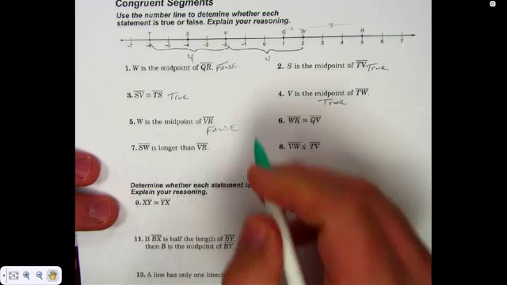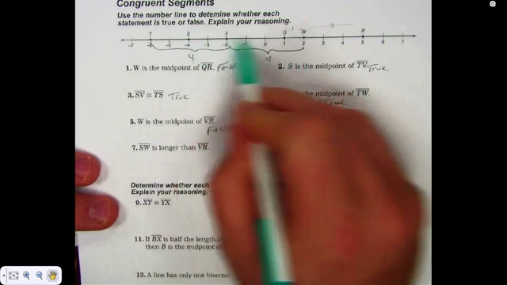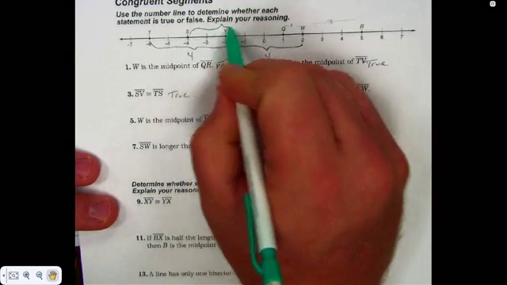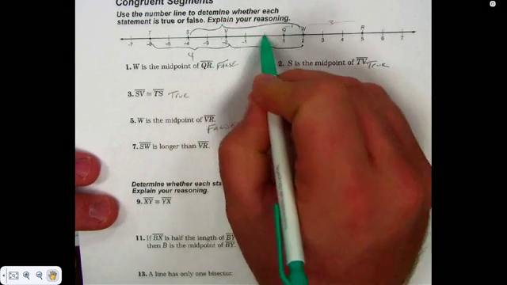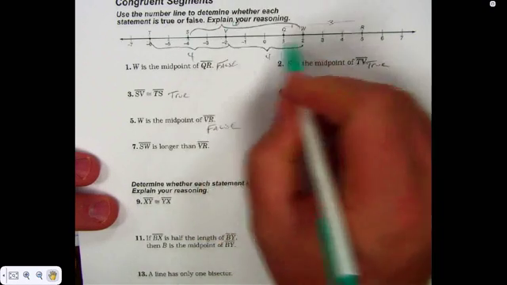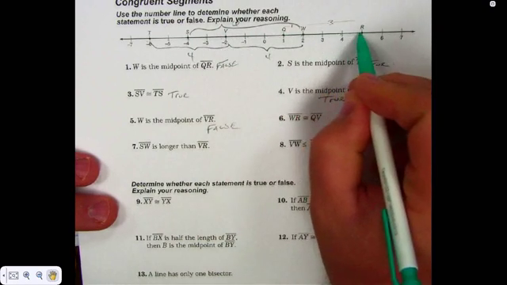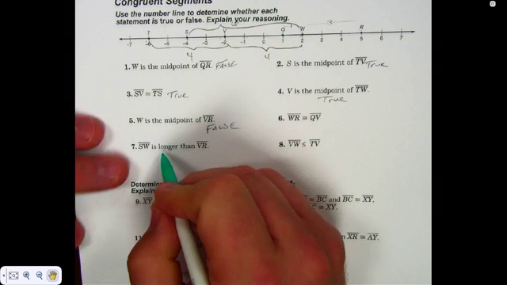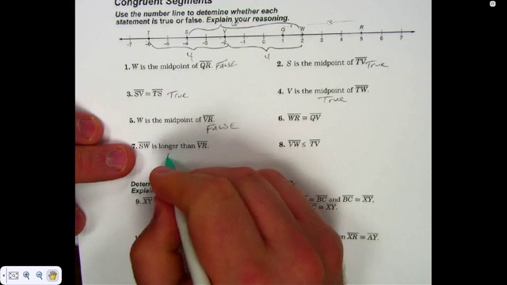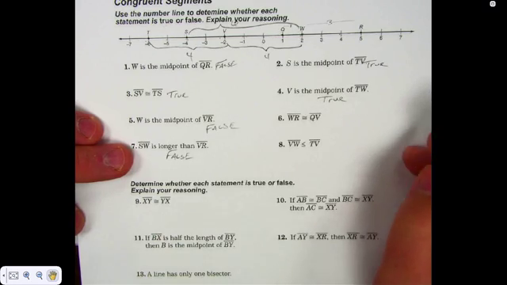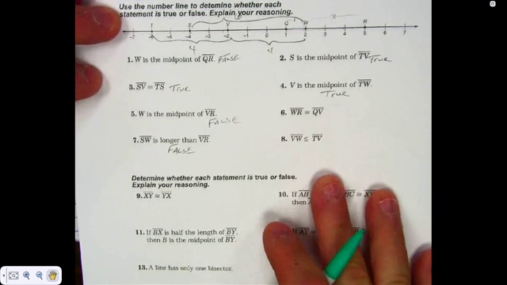SW is longer than VR. Well, SW is 1, 2, 3, 4, 5, 6. VR is 1, 2, 3, 4, 5, 6, 7. So is SW longer? No, VR is longer, so that is false. You guys get the gist of what we're doing there? Yes.